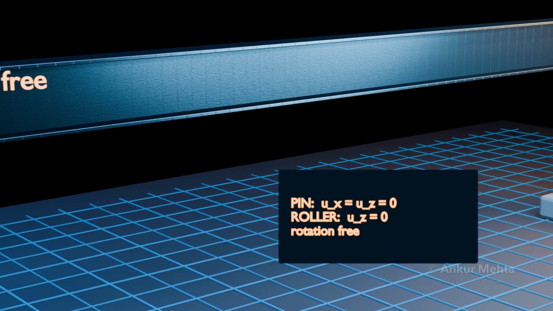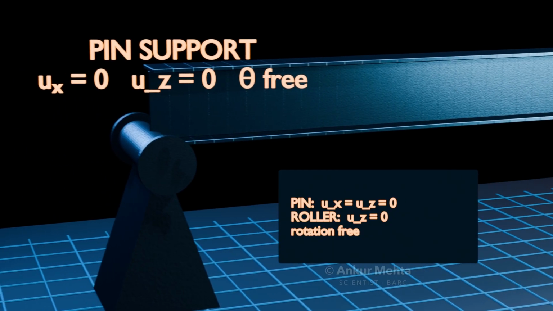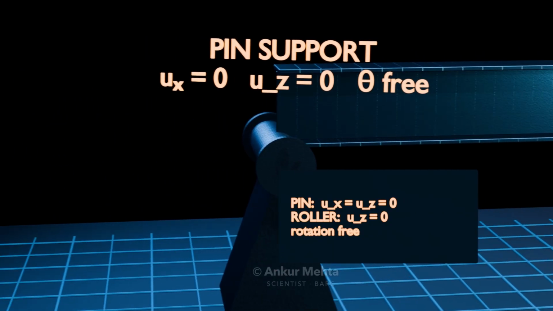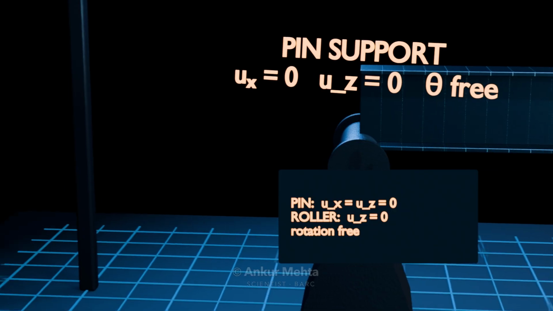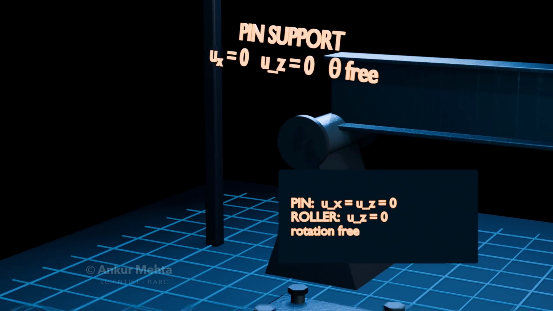The left end is a pin. It restrains horizontal and vertical movement but allows rotation. The right end is a roller. It restrains vertical movement while allowing horizontal expansion. Together, they create a statically determinate, simply supported beam.